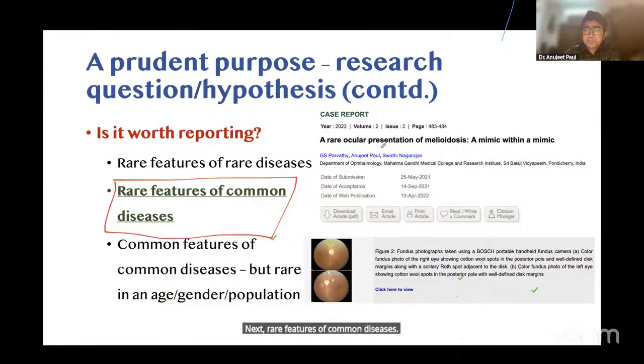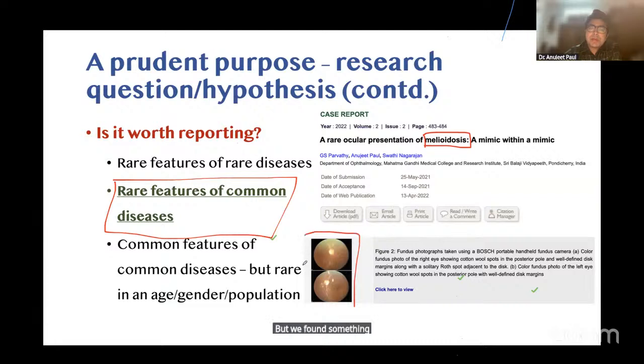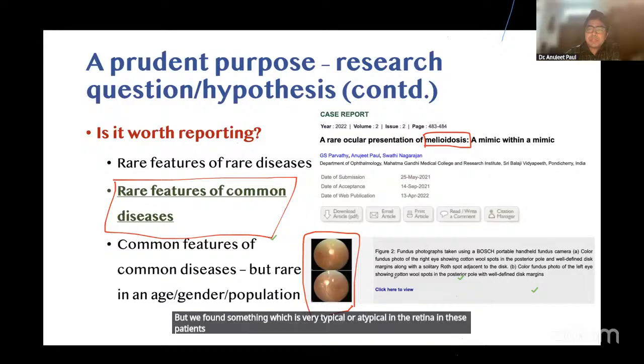So melioidosis is a disease that affects the southeastern countries with fever, malaise, headache. It's like a dengue for Southeast Asia. But we found something which is very atypical in the retina in these patients. We found something which is known as soft exudates. So when these were present on the retina, this became a rare feature of an otherwise common disease, and therefore we got a publication in this stage.